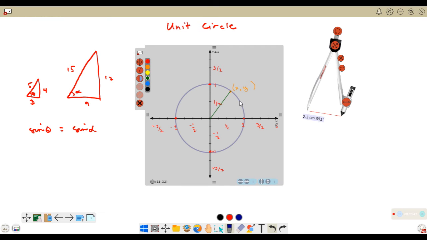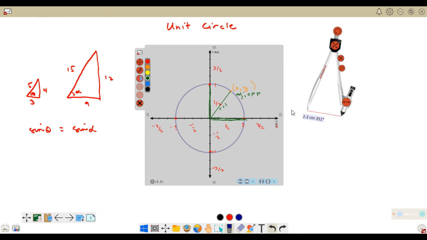Himbawa ito. So, the measurement of r will also be equal to 1. So, kung ano yung measurement dito, itong part na to, at saka ito, yan. Lahat yan radius kasi lahat sila point on the circle. So, the radius is equal to 1. And of course, the opposite will be y, and the adjacent will be x.